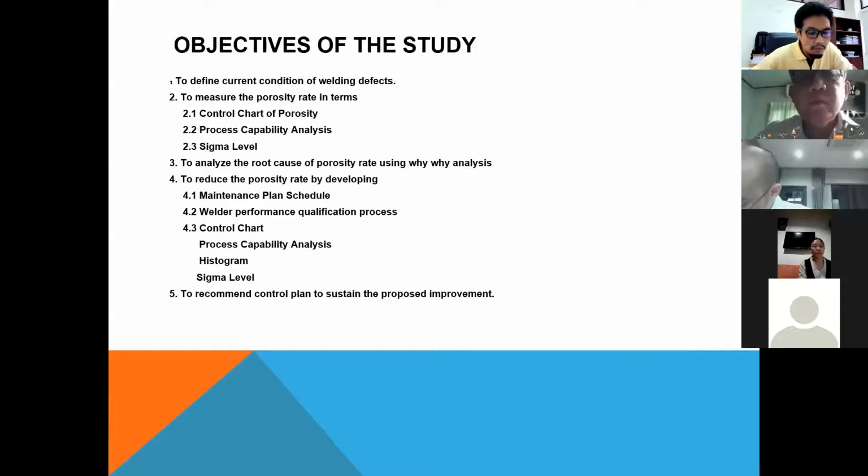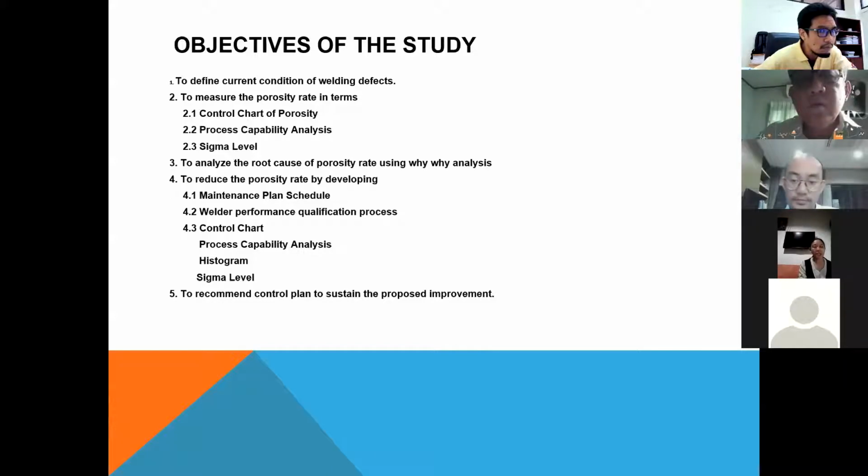Among the butt joint manual welding processes, welding porosity rate has the maximum number of defects, with defects per million opportunity of 68. So the research was carried out on application of Lean Six Sigma method in the manual welding process in a boiler manufacturing company to reduce porosity rate.